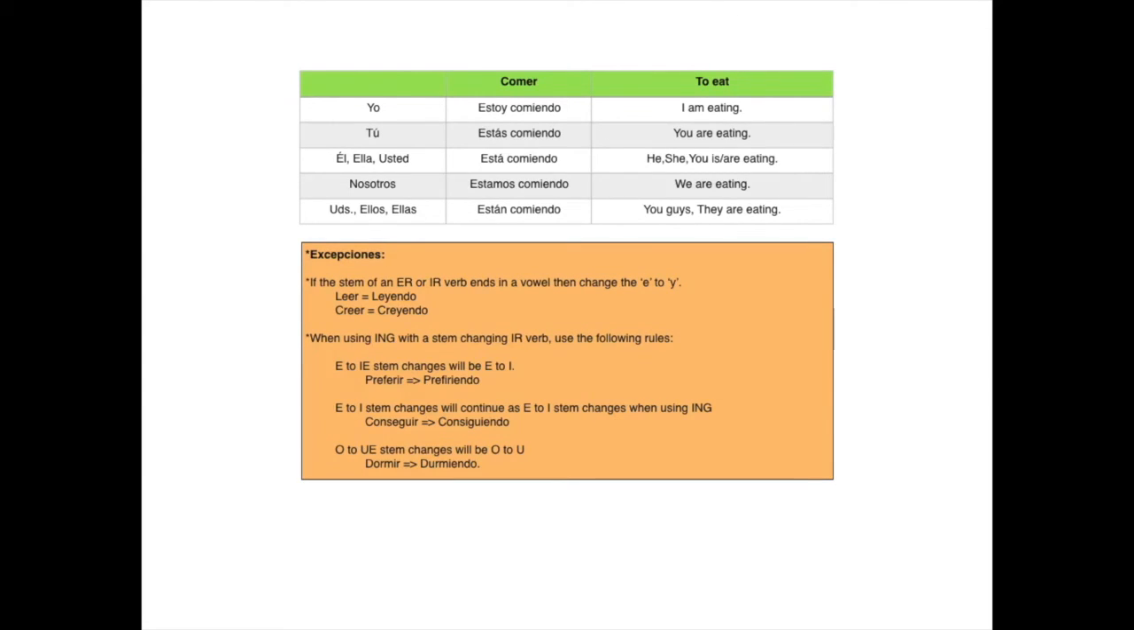Dormir, also a stem changing verb, normally an O to UE stem changer. If we're doing the ing ending with dormir, it will get a stem change, slightly different one. It will be O to U, so it will be durmiendo. All right. So watch out for some of those exceptions. Again, that was a lot of explanation on exceptions. But the larger overarching general rule is that there are not stem changes when we use these ing endings. So keep that in mind.